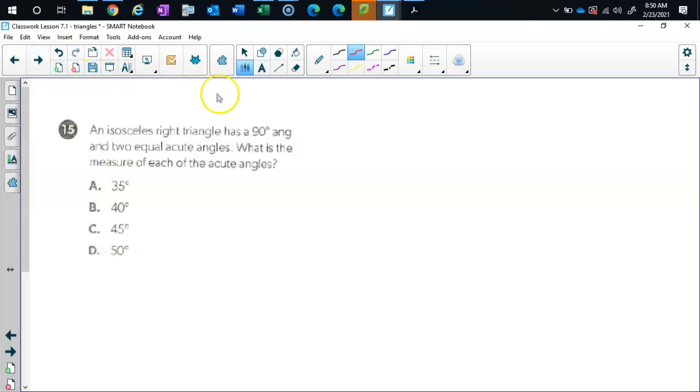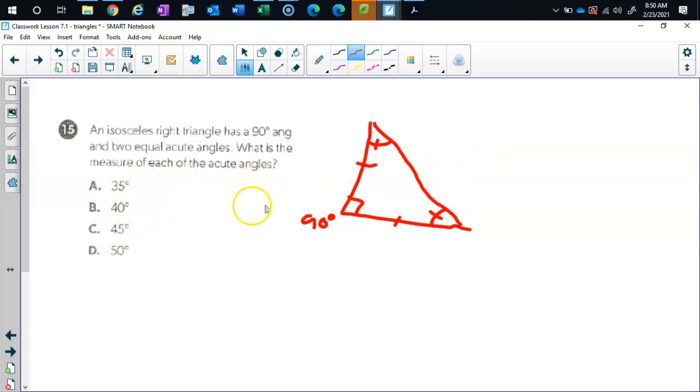Number 15. An isosceles right triangle has a 90-degree angle and 2 equal acute angles. What is the measure of each acute angle? I'm going to draw this picture. Oh, that's terrible. That is a right angle, 90 degrees. These two sides are congruent. These two angles will be congruent. Find them. Go.